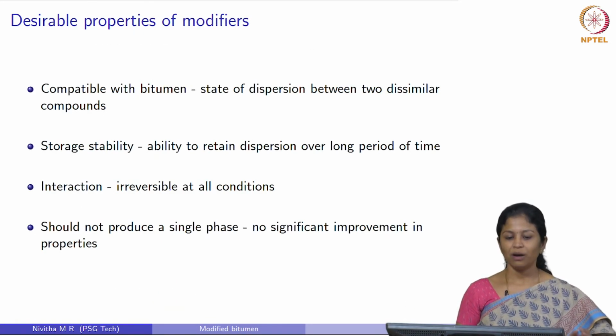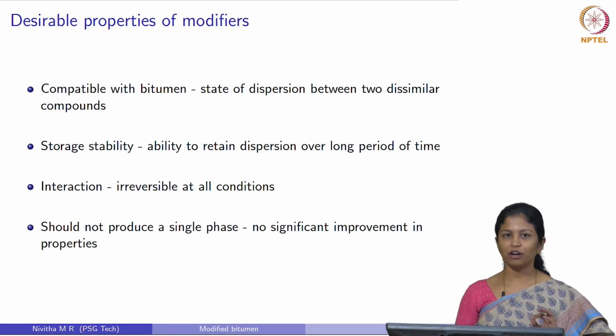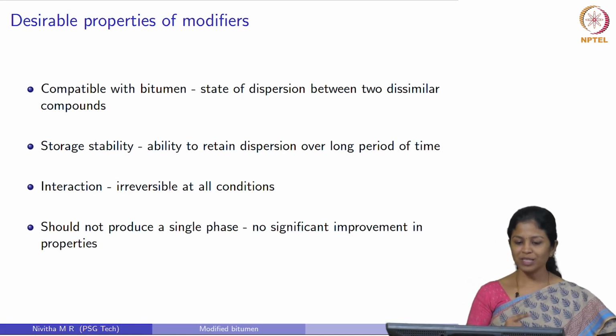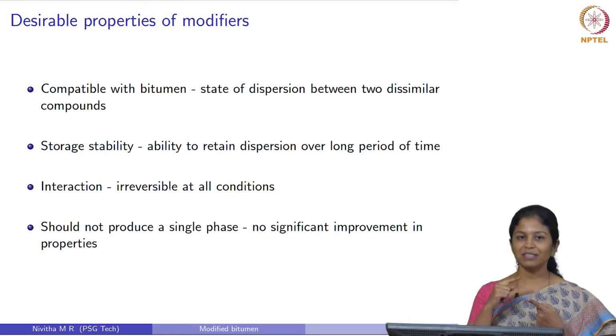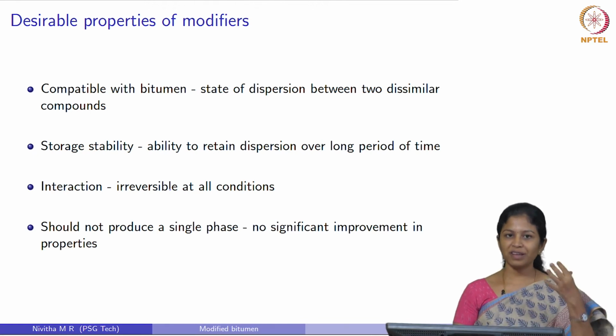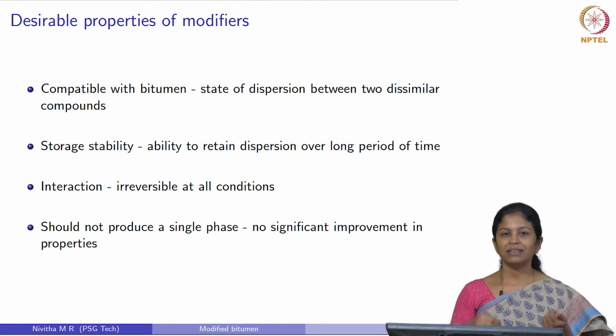Now, let us see what are the desirable properties of a modifier. So, this modifier should be compatible with bitumen. This is the first and foremost requirement of a modifier. So, what do we mean by compatibility here? We have two different materials and we are mixing these two materials and making them behave as a single material. So, the first material we have here is bitumen, the second material we have here is a modifier.